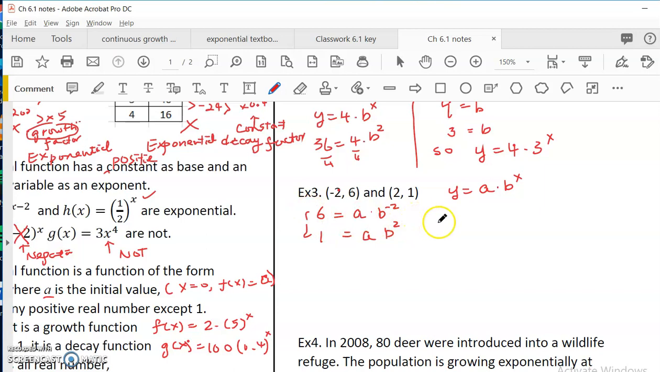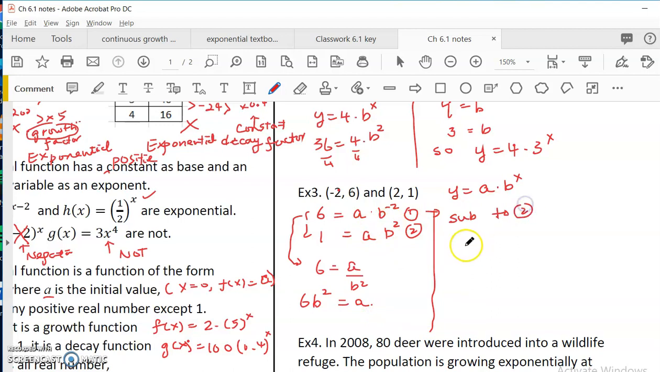I can use substitution. This is equation 1, this is equation 2. 6 equals a times b to the negative 2, and a negative exponent means b in the denominator, b squared. So I multiply by b squared on both sides. 6 b squared is equal to a. Do you agree? Now you substitute it into the second one.